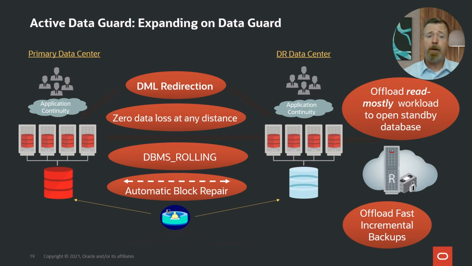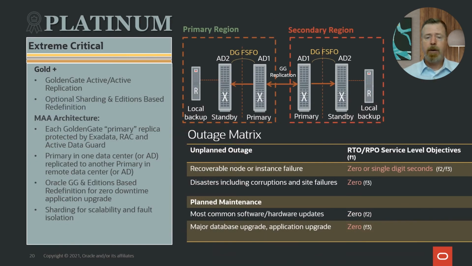It'll copy it over from standby to primary or primary to standby to correct that. You just get a little note in your activity log and it takes care of it for you. That level of data protection and the in-flight transaction protection is why Active Data Guard is required as part of MAA. So let's go ahead and build on that to get our zero RTO and RPO with Platinum.